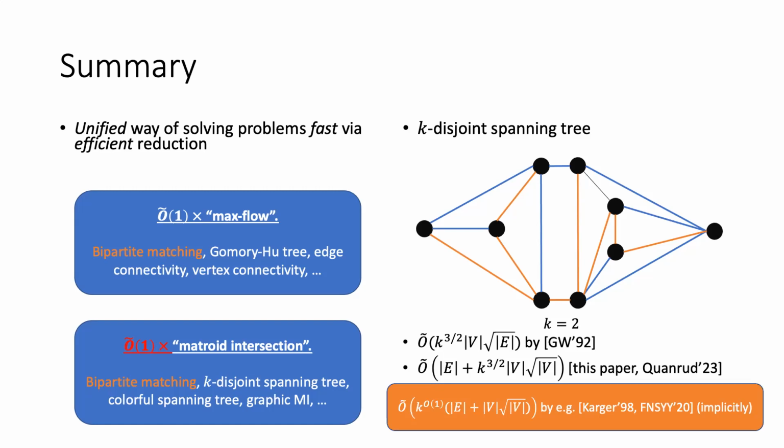I would like to mention that if we just want to get this E plus V root V for constant K, then we are actually aware of multiple ways of achieving this. For instance, you can use either the techniques in the Karger paper or the techniques in this newer paper alongside Gabow and Westermann's algorithm to achieve this result. But doing so will have a worse dependence on K, and it will also be less general than the algorithm that we described in this paper. Our algorithm actually works for a larger class of problems, not just this K-disjoint tree one.